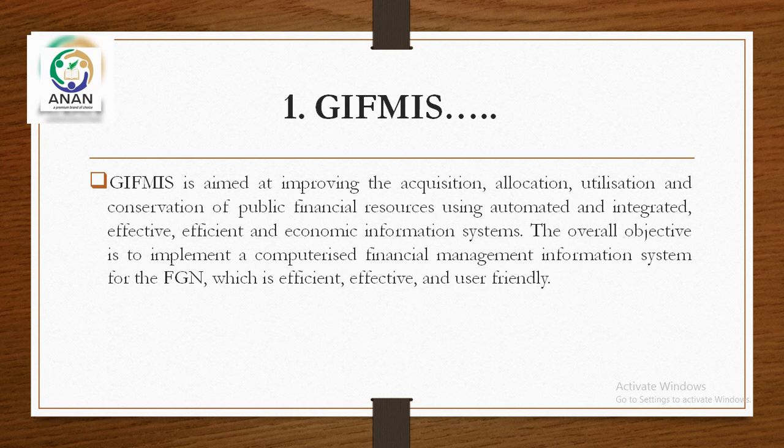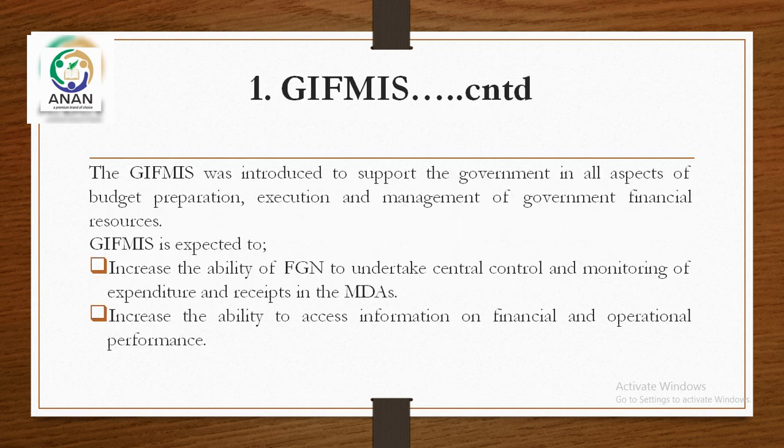The overall objective is to implement a computerized financial management information system for the federal government of Nigeria, which is efficient, effective and user friendly. So it all boils around the use of the computer, the use of a system that integrates financial transactions, that integrates information, linking information between ministries, departments and agencies in order to foster accountability and transparency in the conduct of government business, to increase efficiency and effectiveness in all government businesses. GIFMIS was introduced to support the government in all aspects of budget preparation, execution and management of government financial resources.